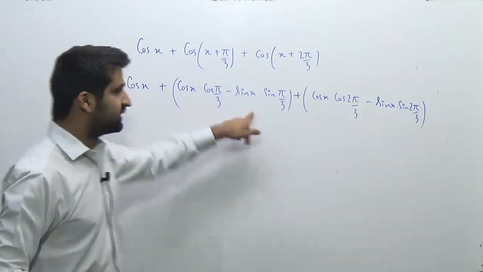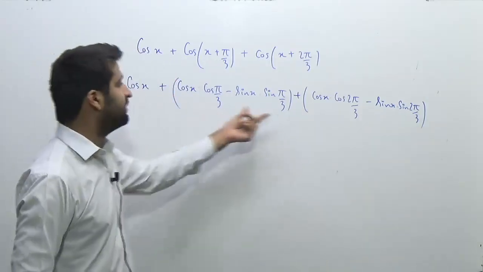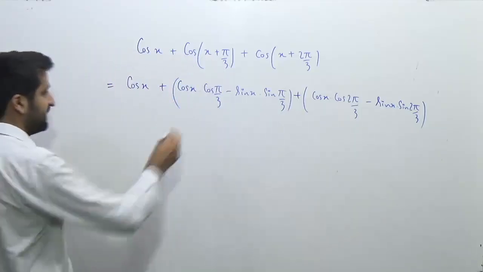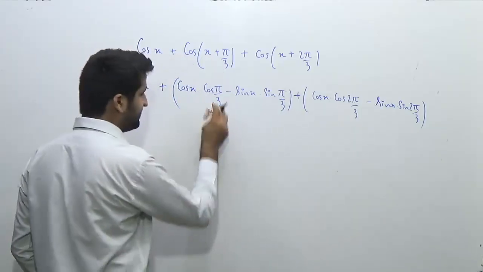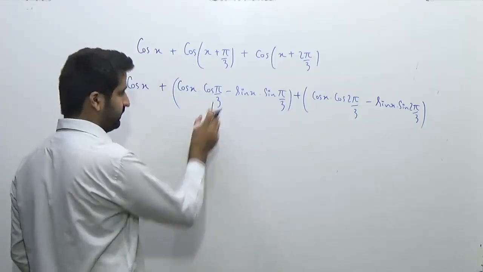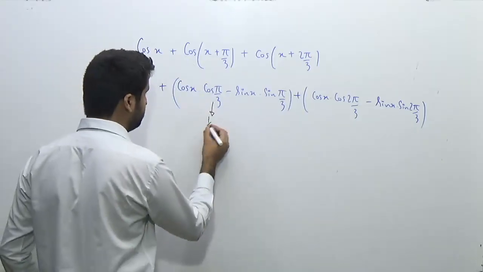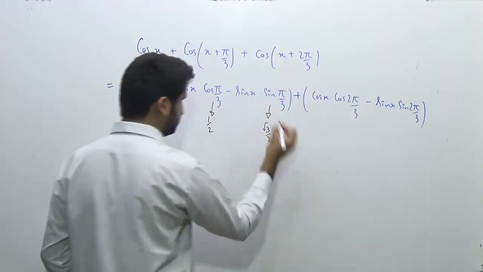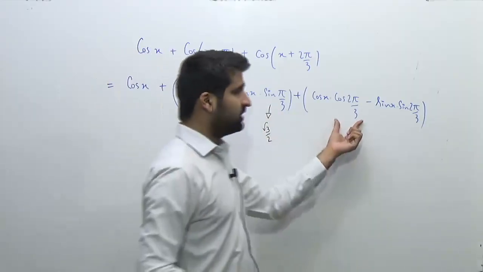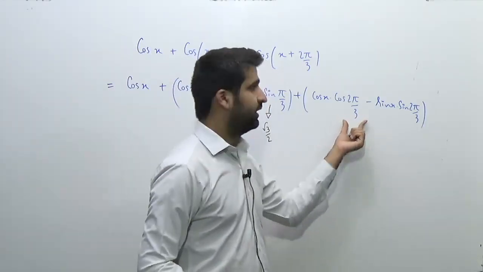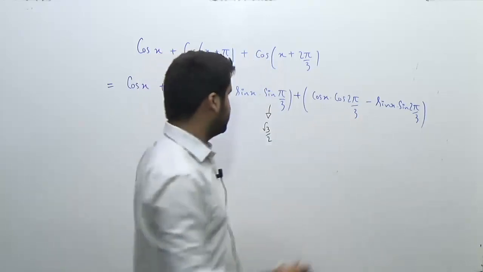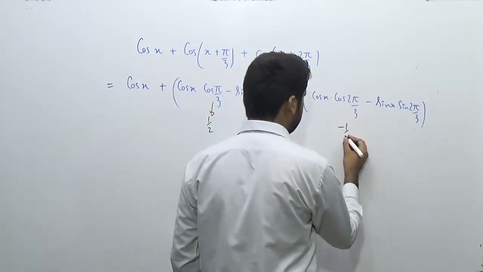Now the angle x is unknown, but we know the value of sin and cos of 2 pi by 3. We'll substitute the value of cos pi by 3 and sin pi by 3. Cos pi by 3 means cos 60 degrees, and cos 60 degrees is equal to half. Similarly, sin 60 degrees is equal to root 3 upon 2. And this is cos 120 degrees, and we know that cos theta is negative in the second quadrant, so this will be equal to minus half.